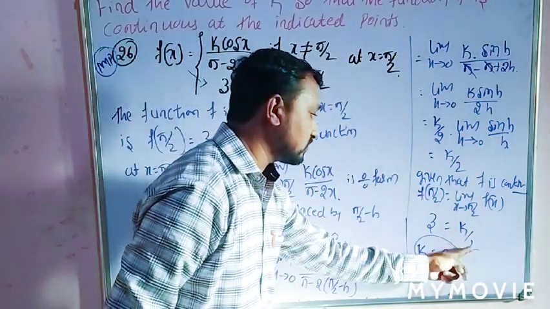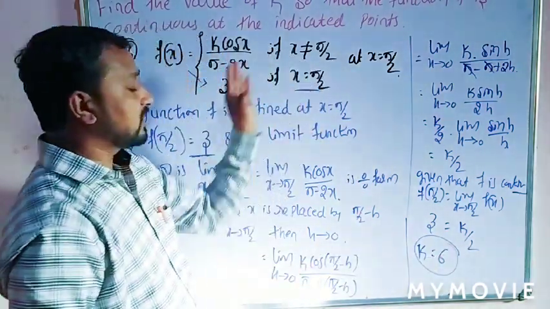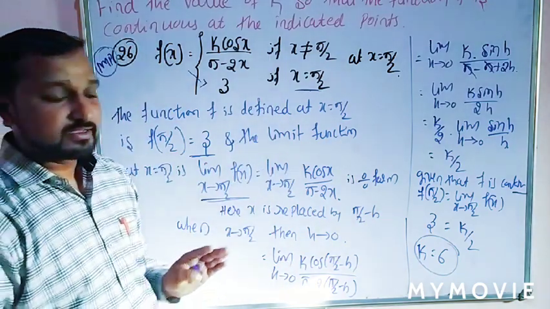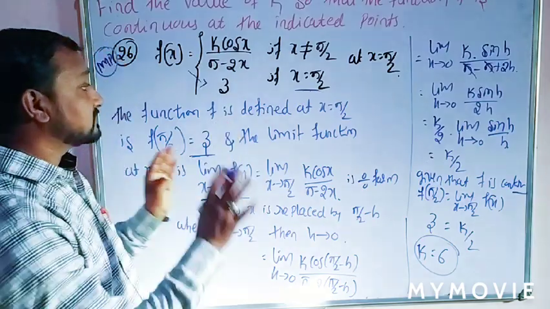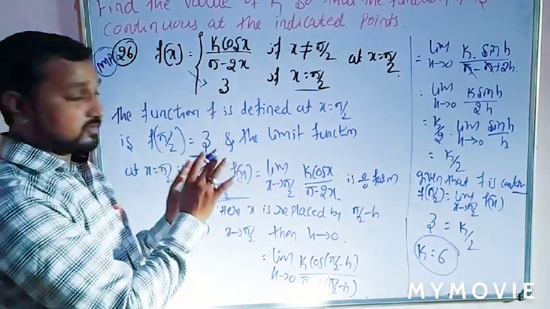Cross multiplication: k equal to 3 into 2 is 6. The value of k should be 6. Clear that? This is a very important example, students. Okay? Write down here. See that? This is very important. Okay?